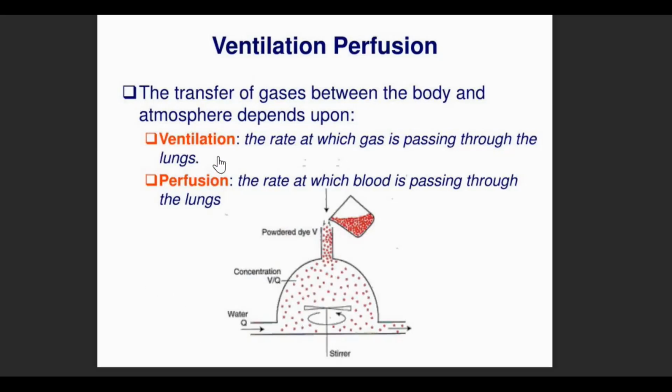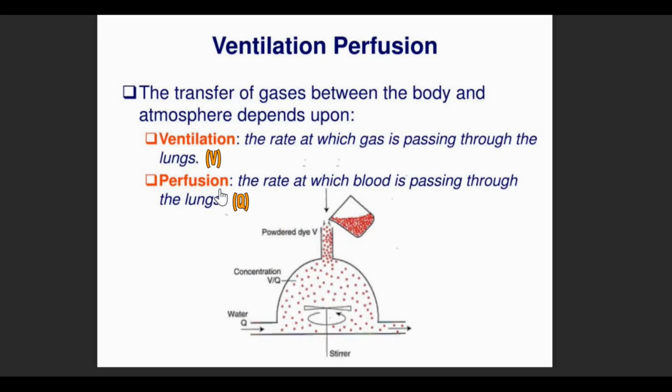So what is ventilation? Ventilation means the amount or the rate of air moving in and out of the lungs, and ventilation is abbreviated as V. Whereas perfusion is the rate or amount of blood that flows in and out of the lung, and perfusion is abbreviated as Q.